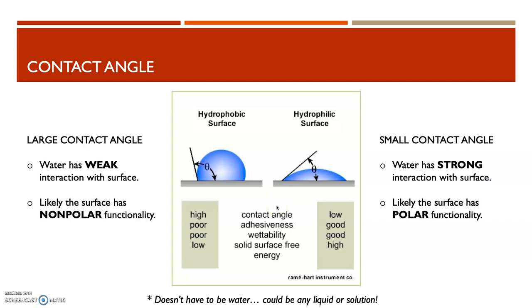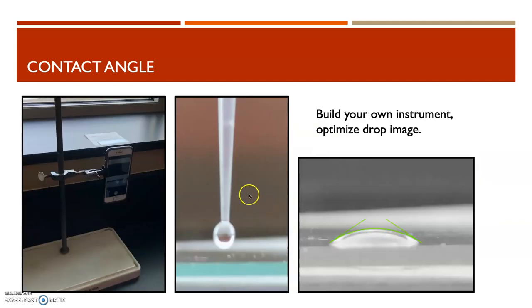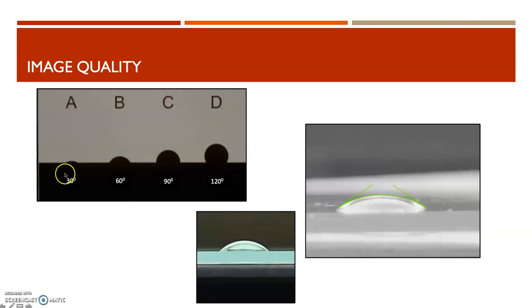So what are you going to be doing in lab? Well, you are going to build a contact angle apparatus. So you're going to use your phone and you're going to look at your surface, and you're going to put a drop of water on a surface, and you're going to measure the contact angle. So you're going to build your own instrument. You're going to optimize your drop image. There's a variety of drop images that you could get. This is a standard that helps you learn how to measure these angles.